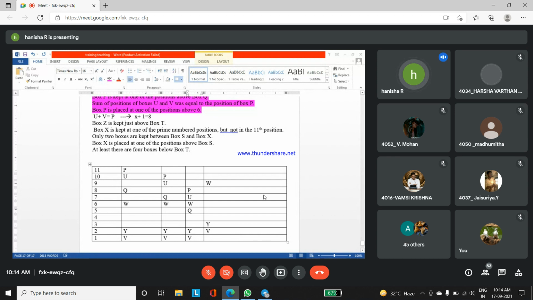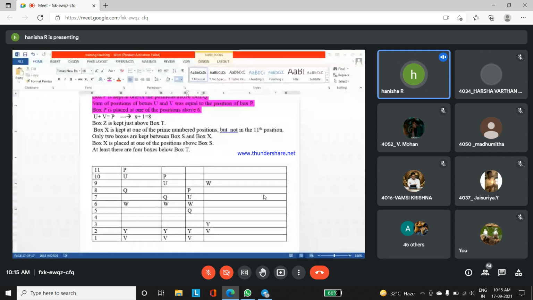So let me explain this formula, this expression, U plus V is equal to P. So I'm just taking randomly to place P at another position. Obviously P should come above 6. From 7 to 11 only you will have P. So I'm just taking P at random positions and solving with the expression.